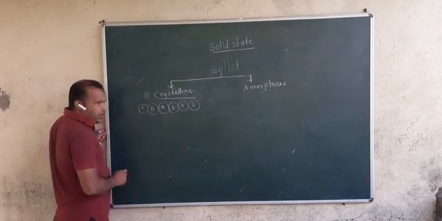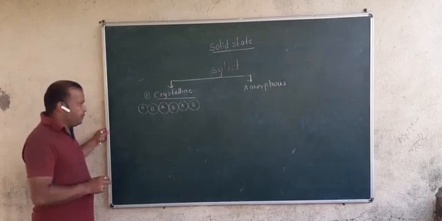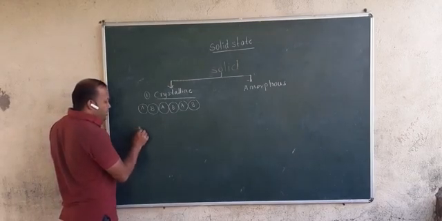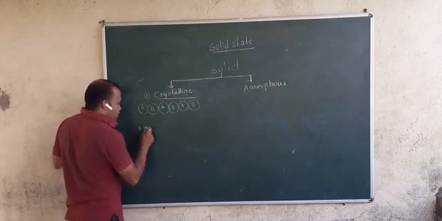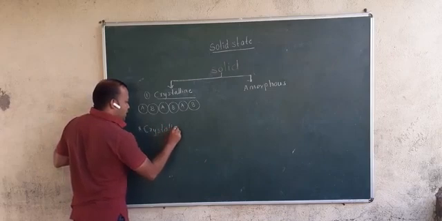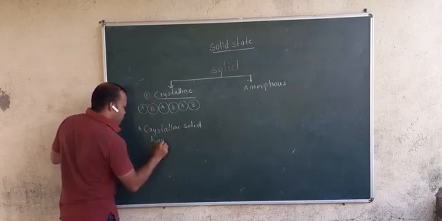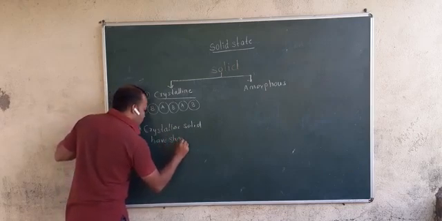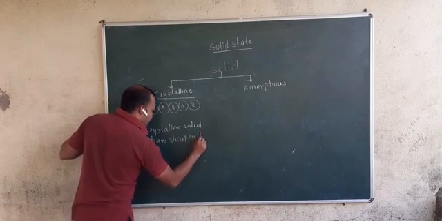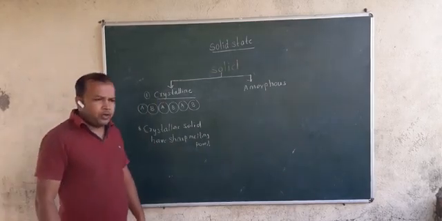Now crystalline solids have definite shape and definite geometry. Crystalline solids have definite shape and definite property. The main point of crystalline solid is that crystalline solids have a sharp melting point.